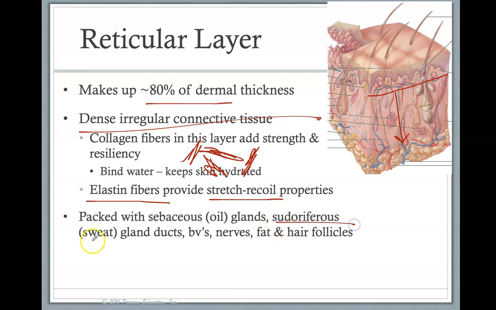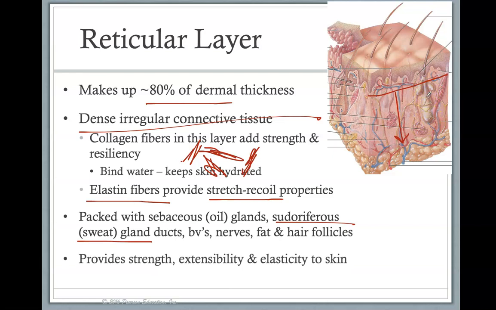Sudoriferous is what we call them, right? In lab, sudoriferous or sweat glands. So here's one right here with the duct going all the way up to the surface. And then lots of blood vessels, lots of nerves in here. And then we even have a little bit of fat, but mostly, again, you're getting into the sub-Q layer there. And then some hair follicles as well. So here you've got your hair follicle.